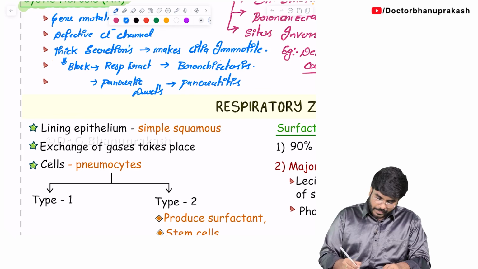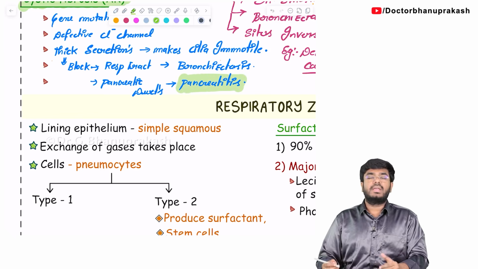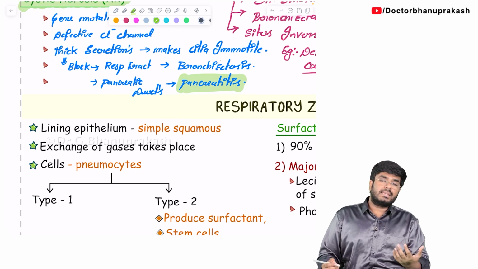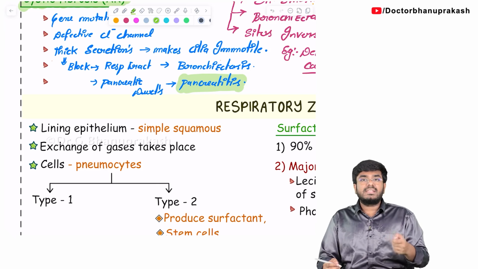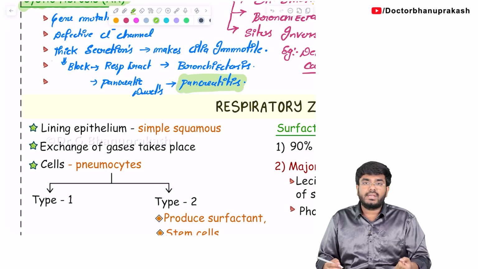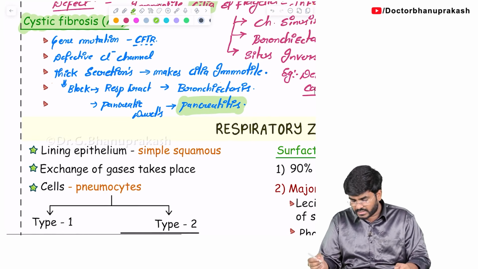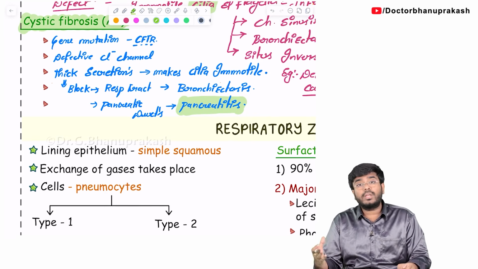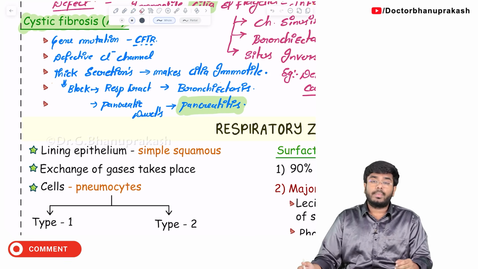Pancreatitis is considered to be the most common extrapulmonary manifestation. Apart from the lungs, what else can be most commonly affected? It's the pancreas. Pancreatic ducts are blocked, so pancreatic enzymes cause autodigestion of the pancreas, leading to acute pancreatitis. Actually, it's a chronic pancreatitis, guys. It's a systemic, long-term disease, so the patients can have chronic pancreatitis.